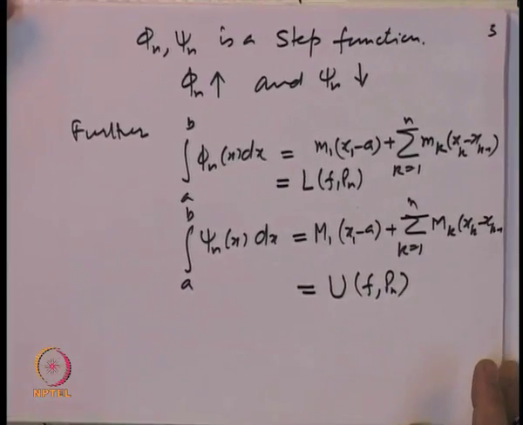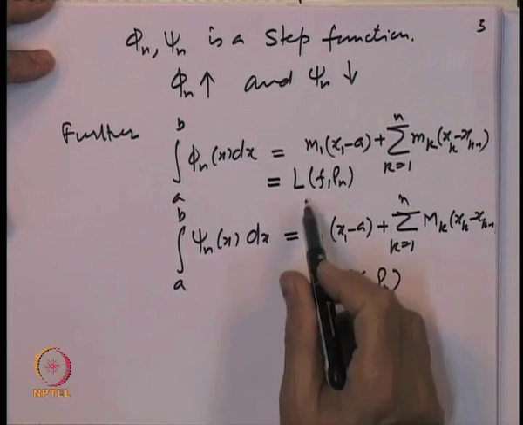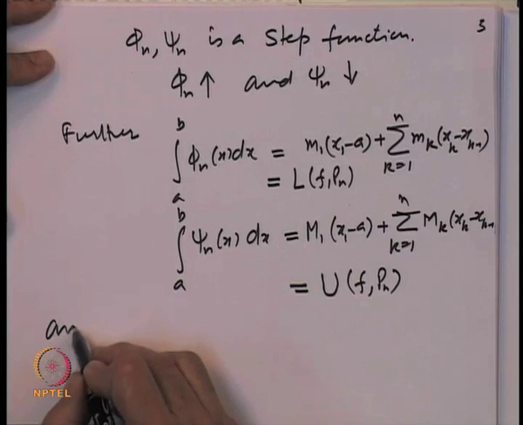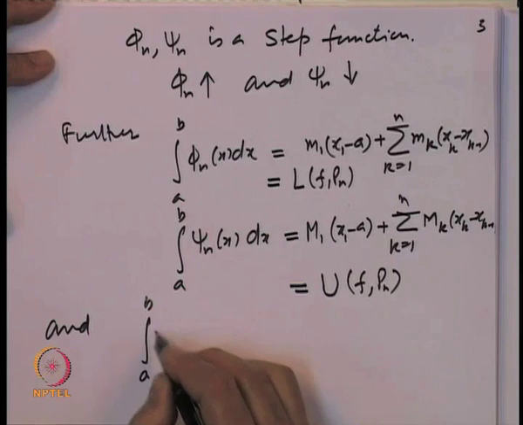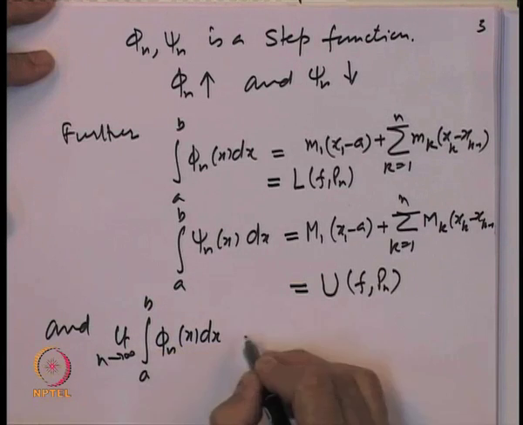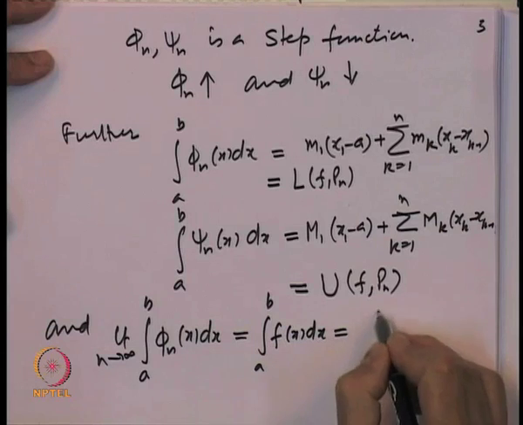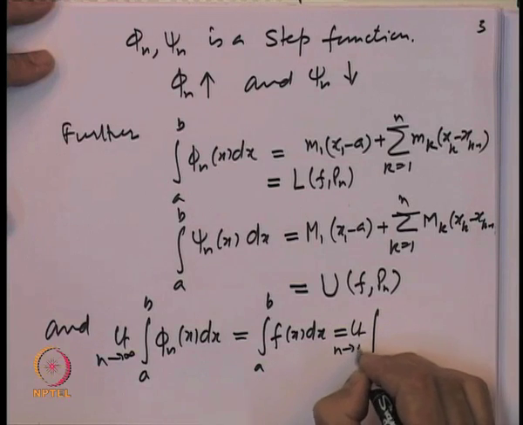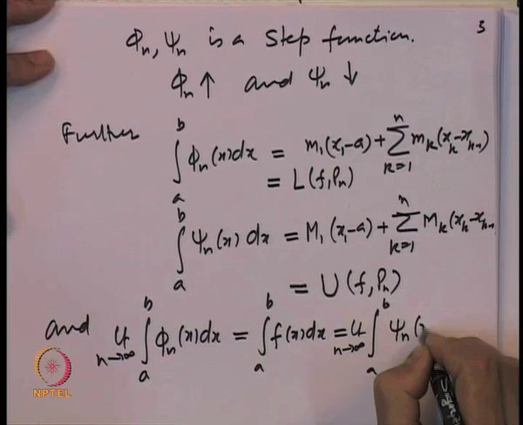And saying that the function is Riemann integrable implies that the upper sums and the lower sums converge to the same value. So, the Riemann integrability implies that the limit as n goes to infinity of the Riemann integral from a to b of phi_n(x) dx is the same as the Riemann integral from a to b of f(x) dx, and that is the same as the limit of the upper sums. So, that is the limit as n goes to infinity of the Riemann integral from a to b of psi_n(x) dx.